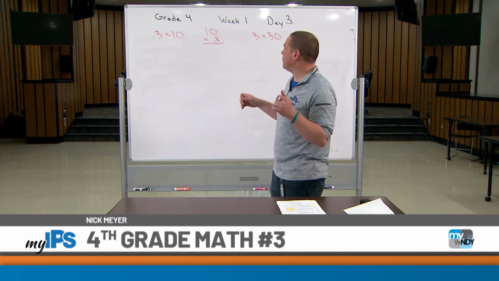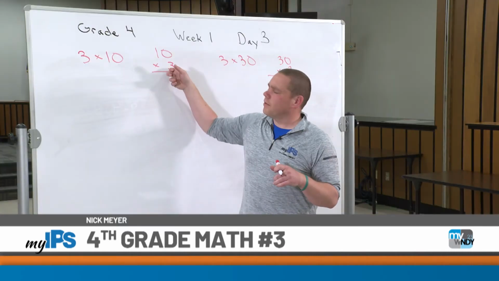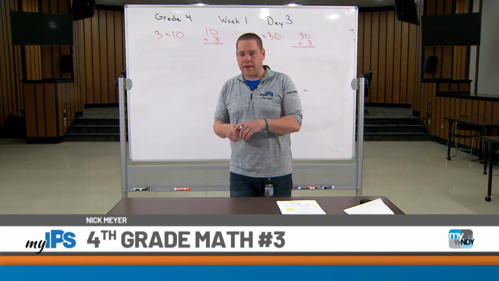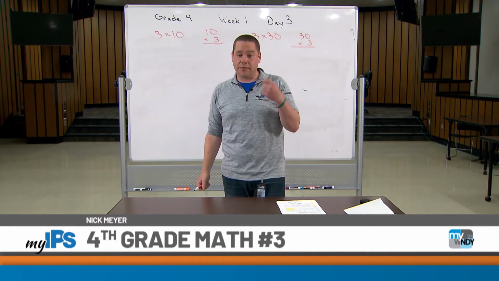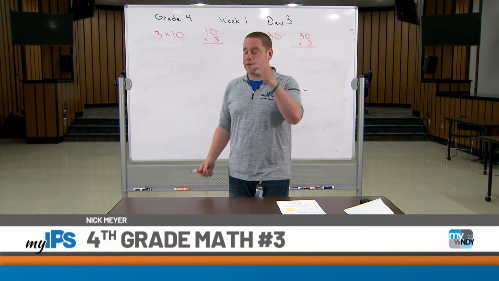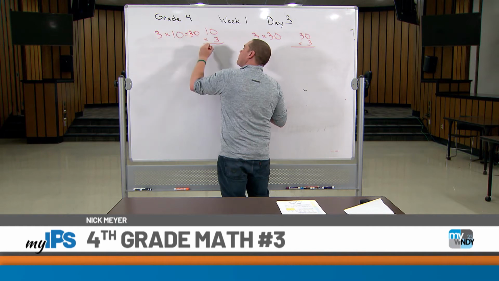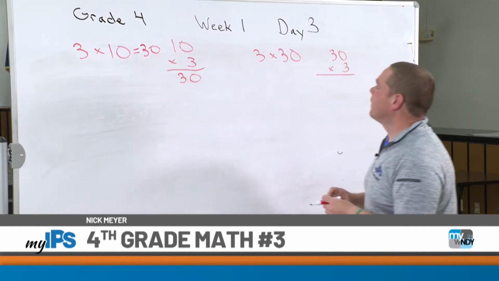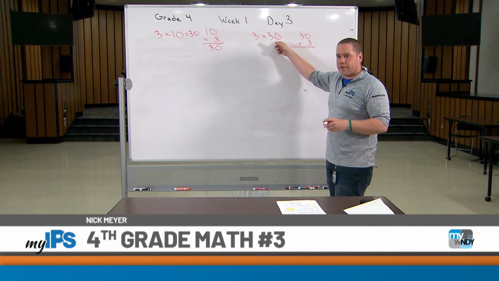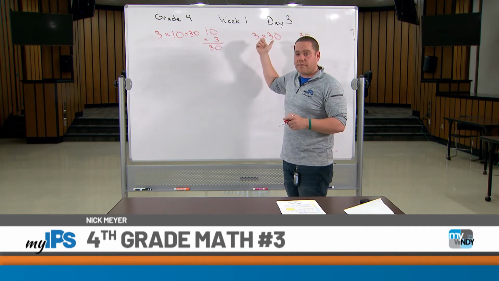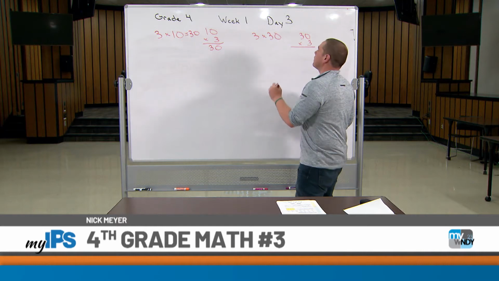So the very first one says 3 times 10, or 3 groups of 10. You can even count by 10 3 times, 10, 20, 30, boom, you got it. 3 groups of 10 equals 30. Let's look at this one a little differently. It is 3 groups of 30, and most of us can count by 30 in our head, but what else can we do with this?